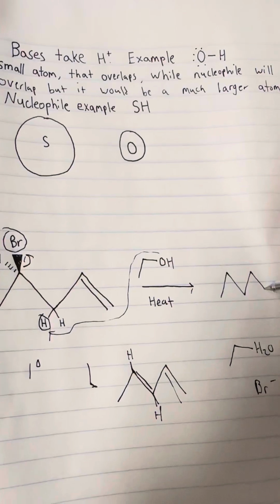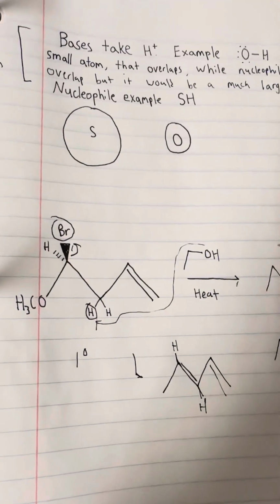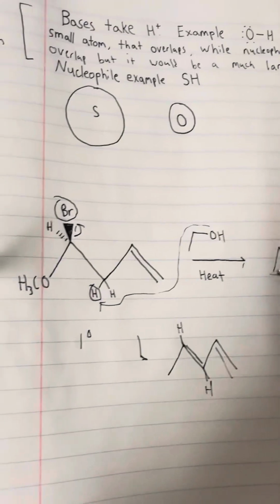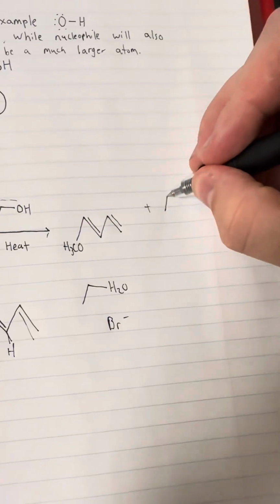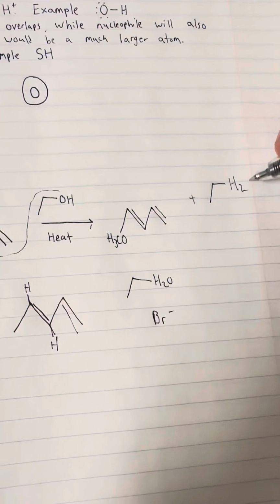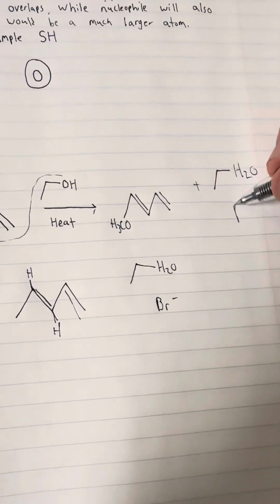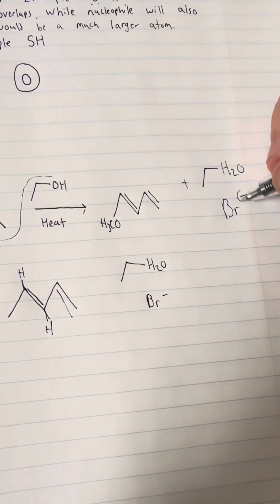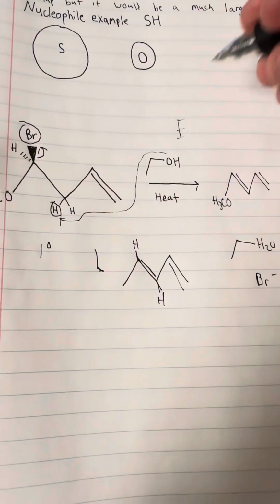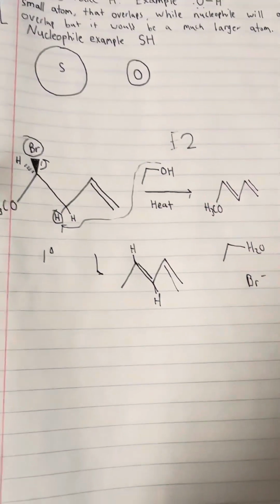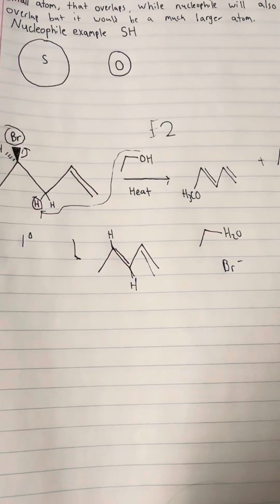And so our final products will look like this, plus the H2O and the bromine, which is going to have a negative charge. Overall, this is going to be an E2 mechanism. And that's about it. Thank you.